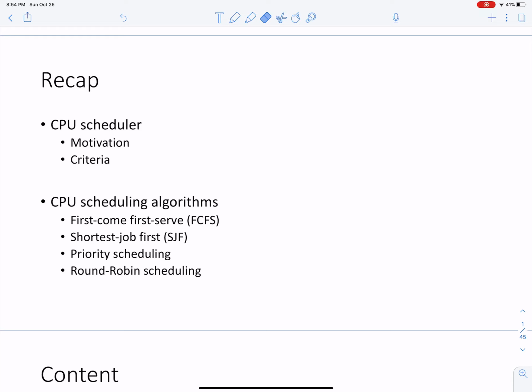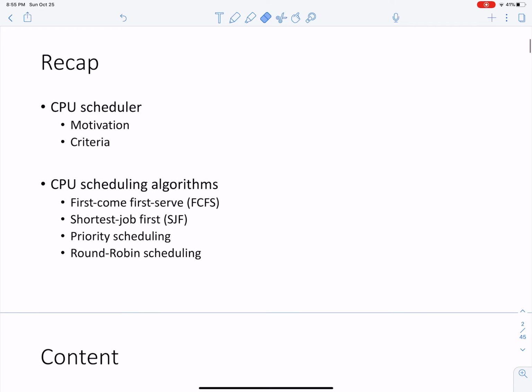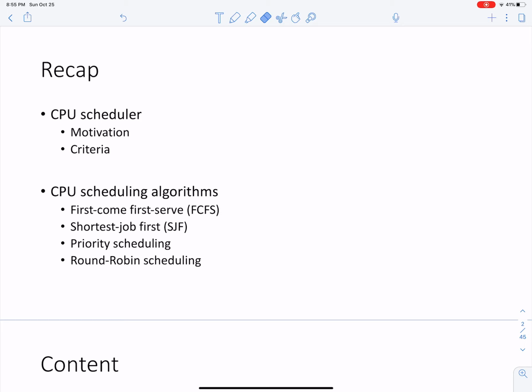We learned four different CPU scheduling algorithms, which are first come first serve, shortest job first, priority scheduling, and round robin. We say that shortest job first is theoretically the best one, the optimal one, but it's not practical because before we execute a process, we don't know how much time we should allocate to it. That's why people proposed some improvements over the first come first serve algorithm. So that's why we have priority scheduling and round robin scheduling.